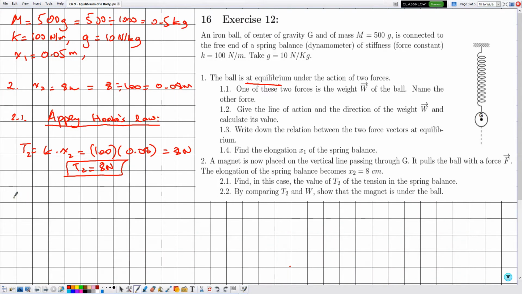Now in 2.2, they are telling me to compare T2 and W, so let's compare the values of T2 and W. The value of T2 is 80 newtons, whereas the value of W was given as 5 newtons. By comparing, we need to say whether one is greater, less than or equal. So in this case it's clear that T2 is greater than W.